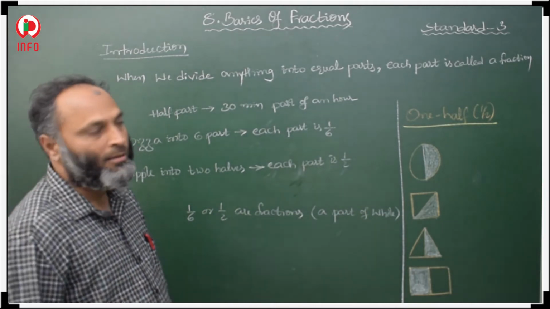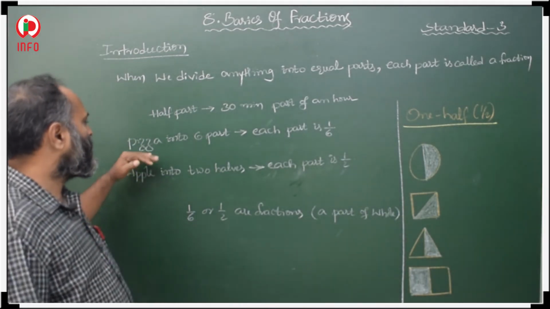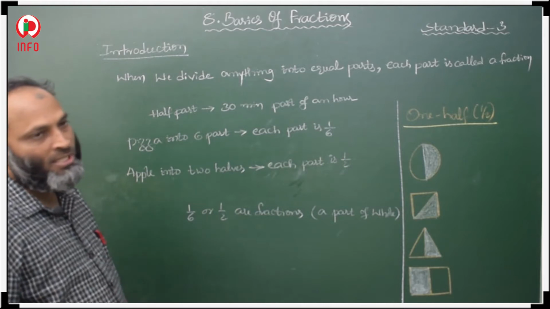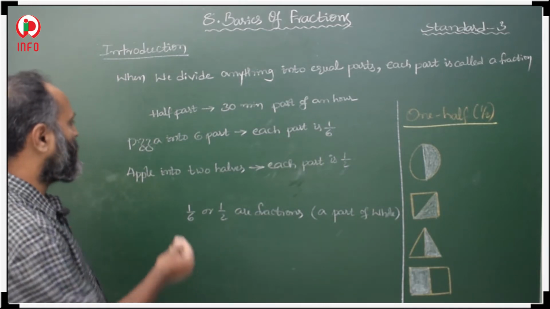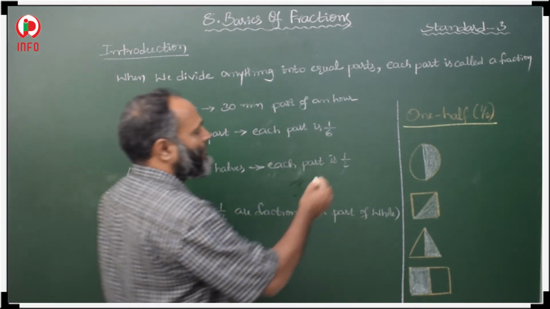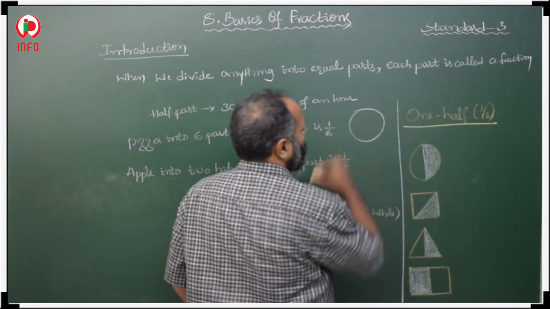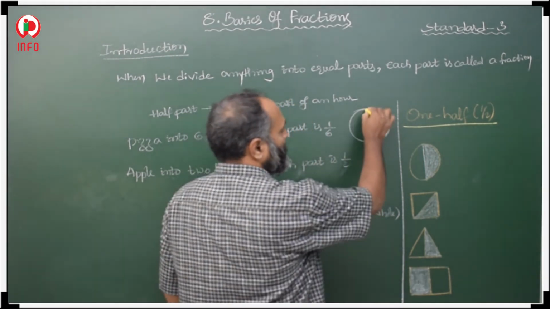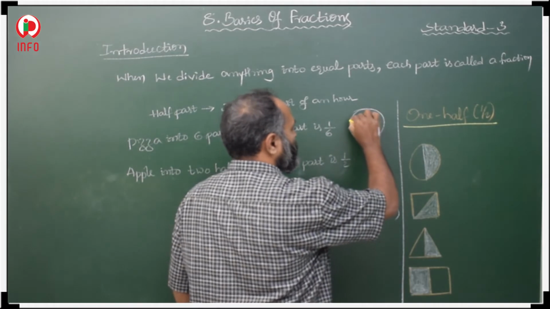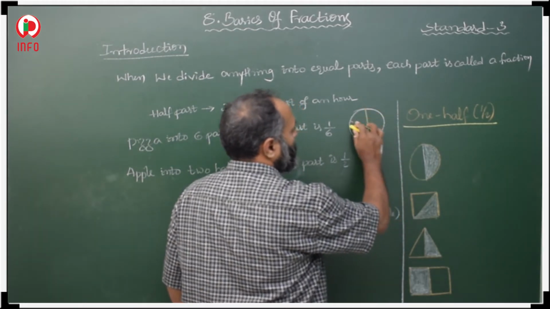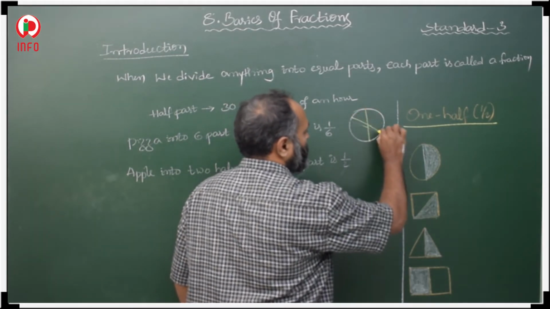It is a fraction. Now another example: a pizza divided into 6 equal parts. Suppose there is one pizza, and we make that pizza into 6 equal parts. So this is a pizza, and we divide it into 6 equal parts. How many equal parts? 6 equal parts.